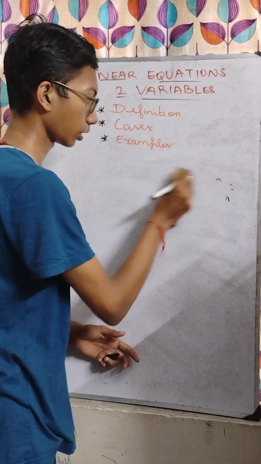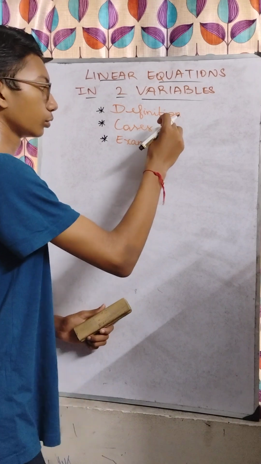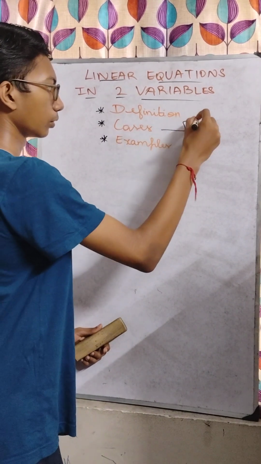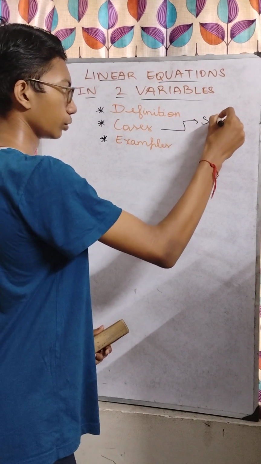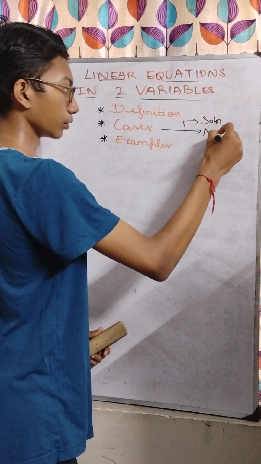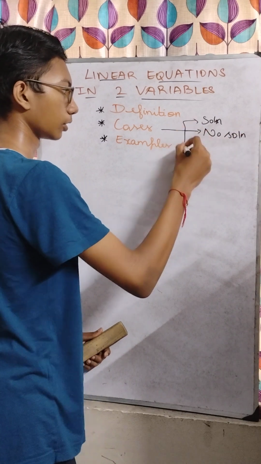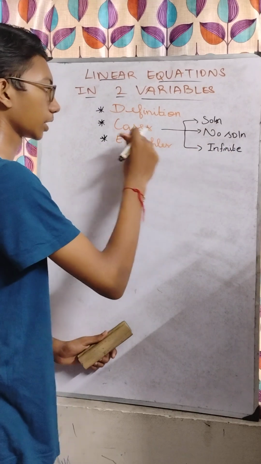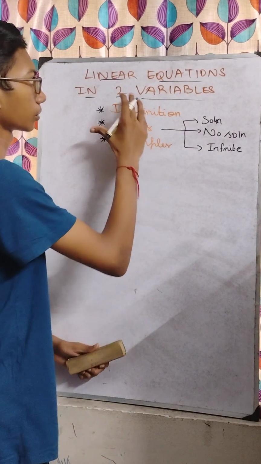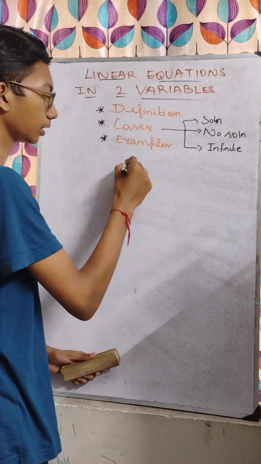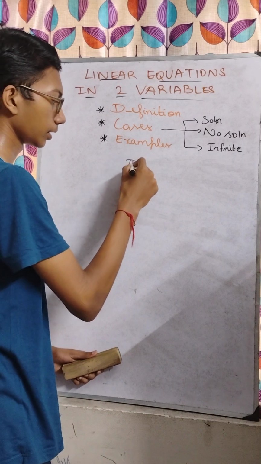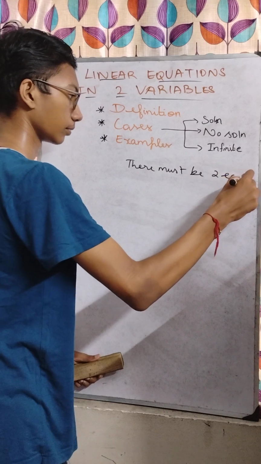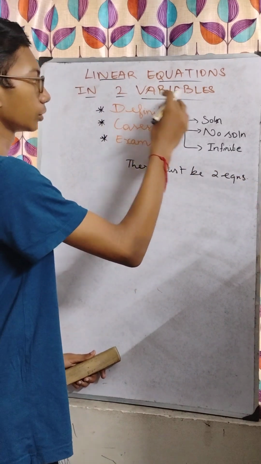Now there are three cases for solving a linear equation in two variables. One is that we get a normal solution. The next is that we may not get any solution. The next is that it may have an infinite number of solutions. These are the three cases we have. And the basic thing for solving a linear equation in two variables is that there must be two equations.